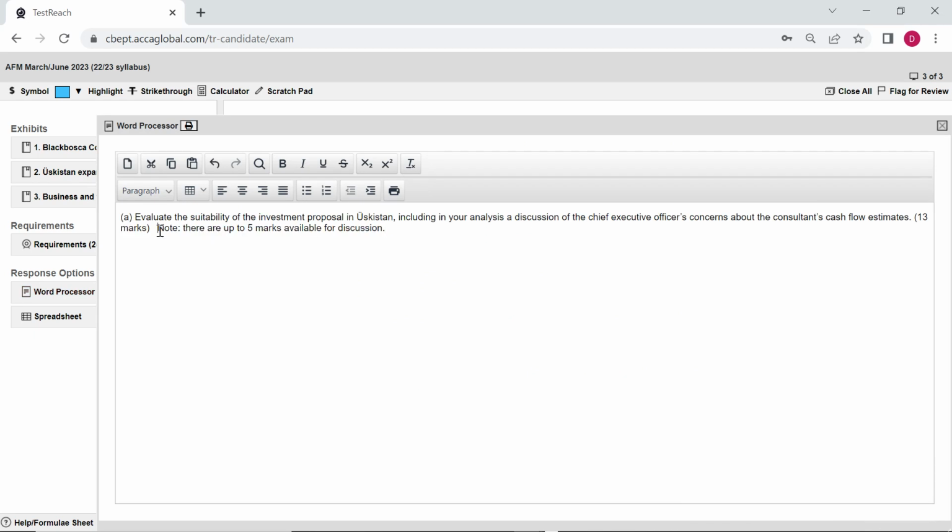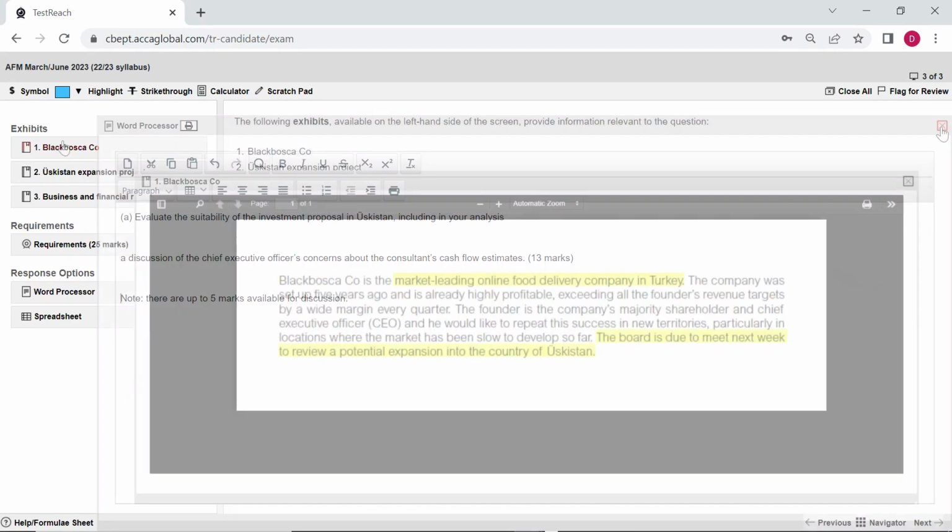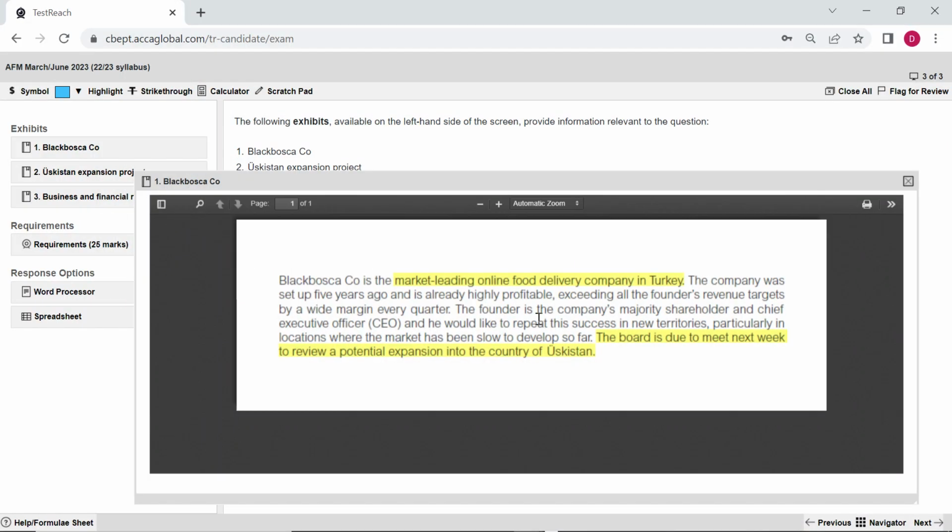and I'm going to make sure that I'm very clear in my own mind that as well as evaluating, I have to include in my analysis a specific discussion about some concerns that the Chief Executive Officer has. Okay, so let's look now at the first exhibit, and we can see here that we are a market-leading online food delivery company, and we're thinking about investing in a neighbouring country.